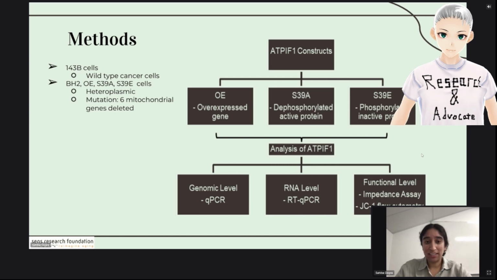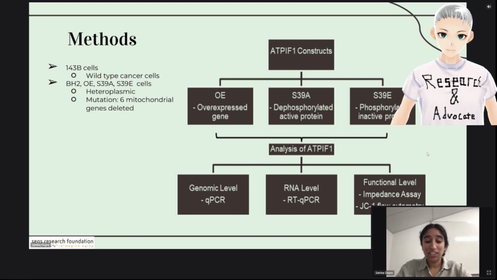And we'll be using analysis at the genomic, RNA, and functional level. qPCR is our measure of mutated mtDNA load. RT-qPCR is our measure of the levels of ATPIF1 in mRNA form, which we use to confirm that our plasmids are expressing the gene. And then we also had functional assays to show whether the mitochondria can actually improve their function after those dysfunctional mitochondria have been cleared.